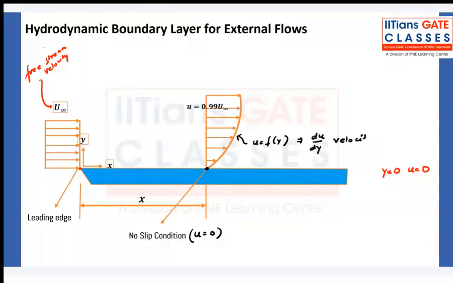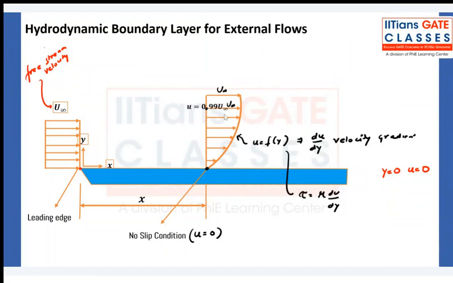This is called the velocity gradient. And because of viscosity, there are some shear stresses as well. These shear stresses are given by tau is equal to mu du by dy. Now at a certain point here, u is equal to 99% of u infinity. After that, velocity is not changing in y direction. Here it is u infinity, but below that it is less than u infinity.